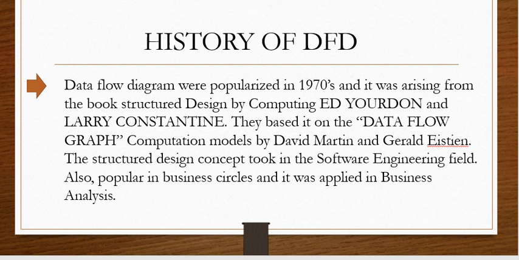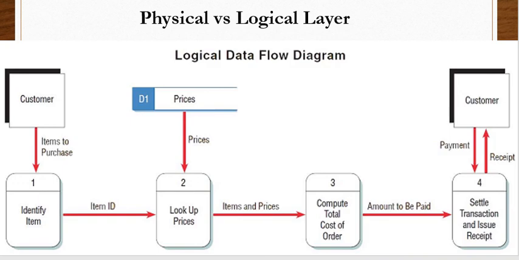The next one is physical versus logical layer. So when we say logical, it provides an overview of the business activities in a system. It doesn't focus on how the data is stored, rather it lets us know how it is implemented. It provides business control and the flow of data from a user perspective.